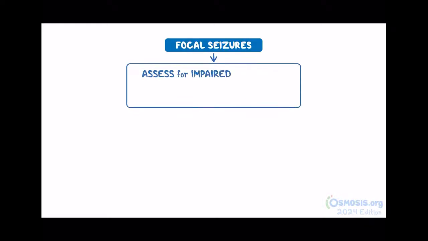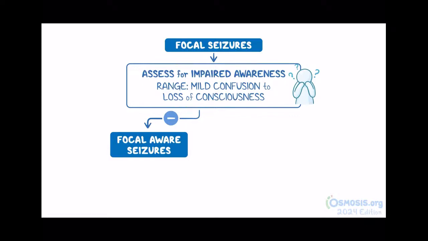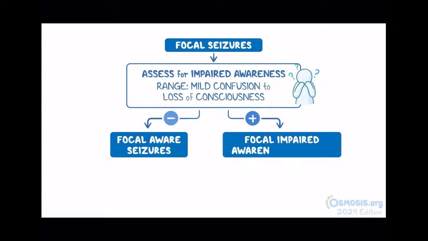Once you diagnose focal seizures, the next step is to assess for impaired awareness during the seizures. This could range from mild confusion to loss of consciousness. If there is no impaired awareness, diagnose focal aware seizures. However, if you notice impaired awareness, diagnose focal impaired awareness seizures.